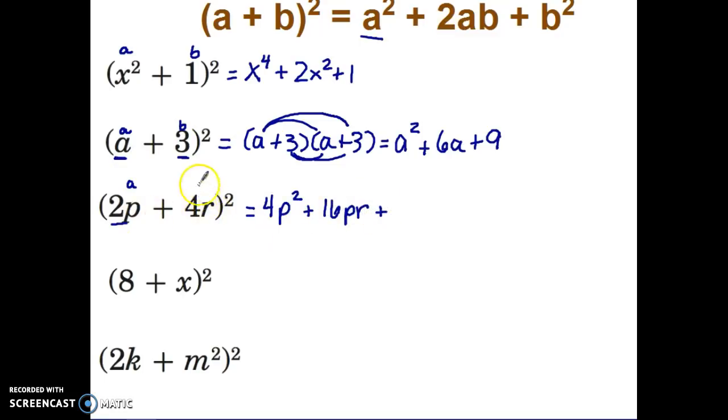Plus, take your b term. I forgot to write my baby b. Take your b term and square it. So 4 squared is 16, R squared is R squared. You're going to do the rest. You're going to do those. Okay? You finish. Star, star. Zach, the star means that's what you do.